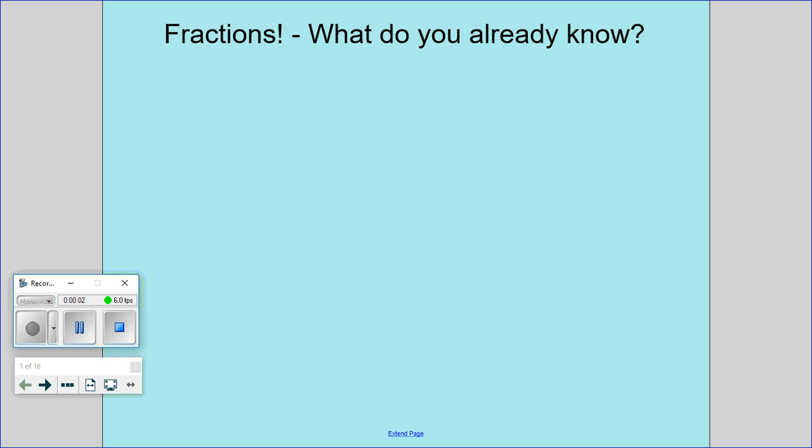We talked about how fractions are used to represent or show pieces of a whole.